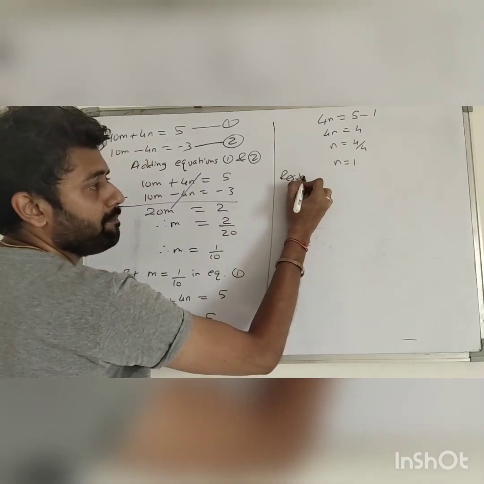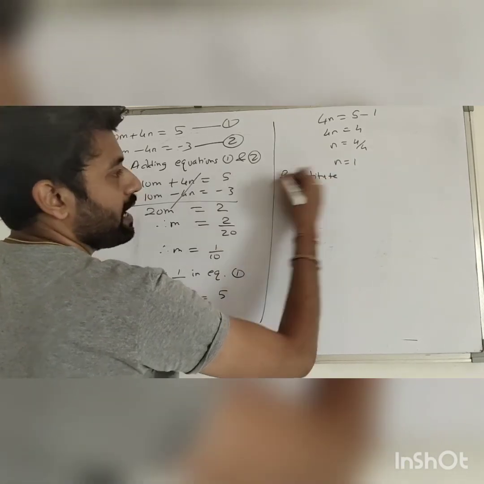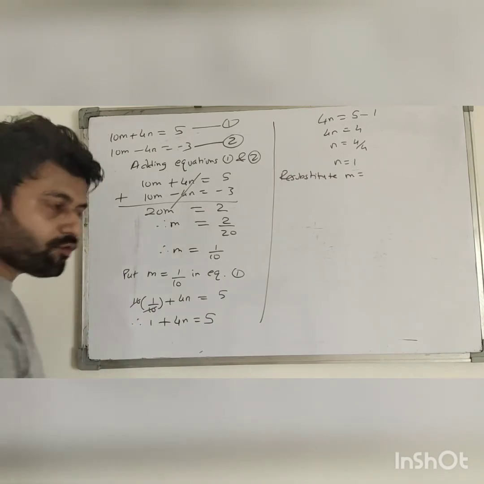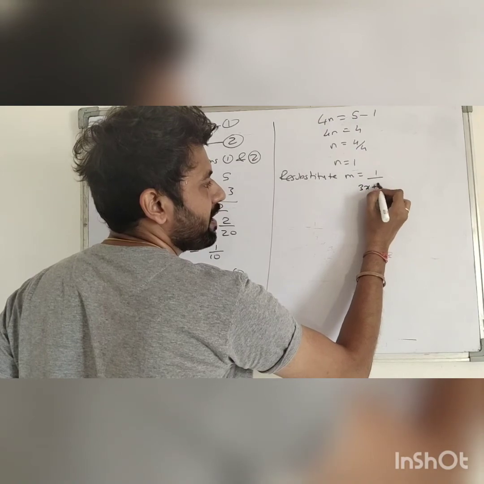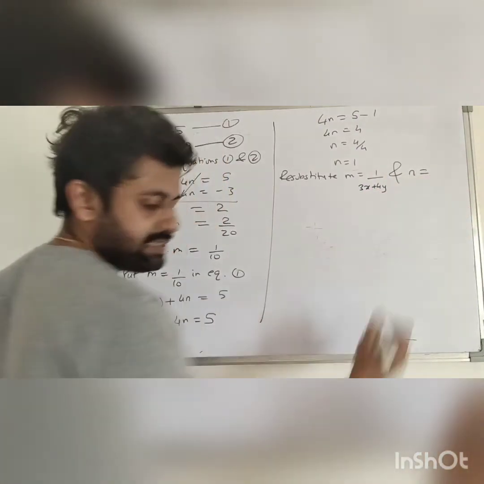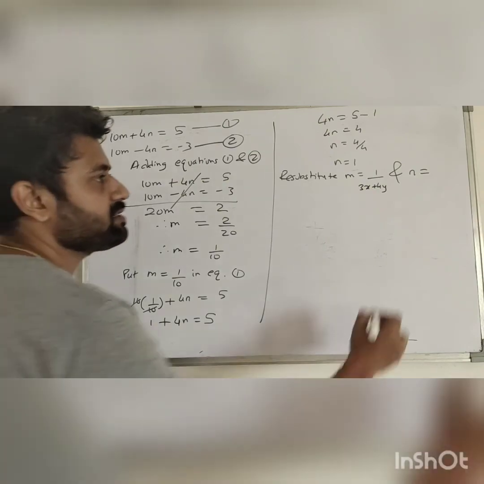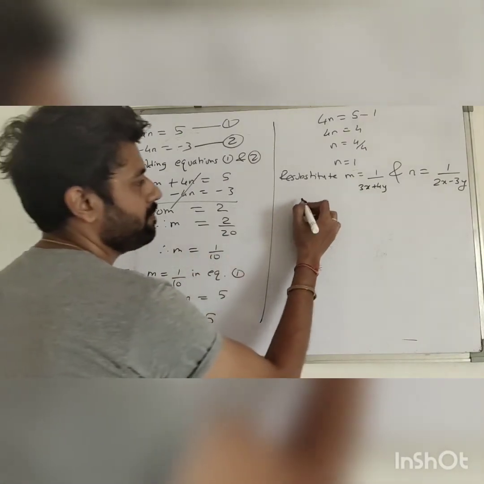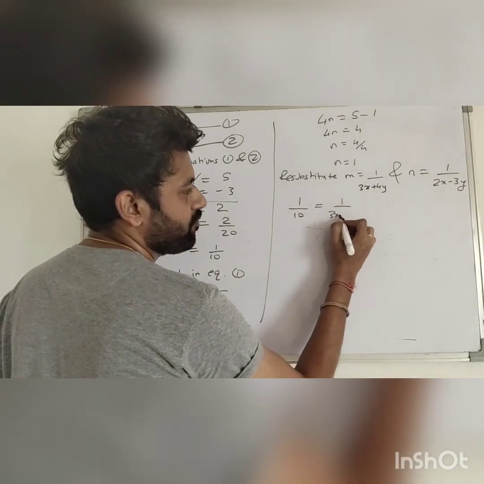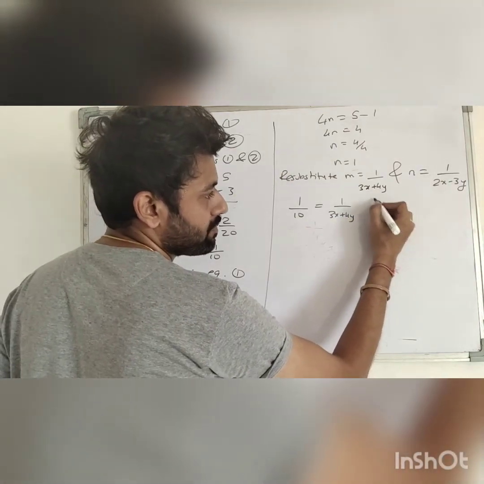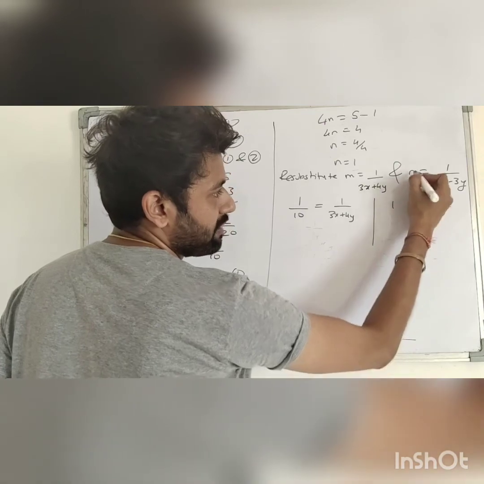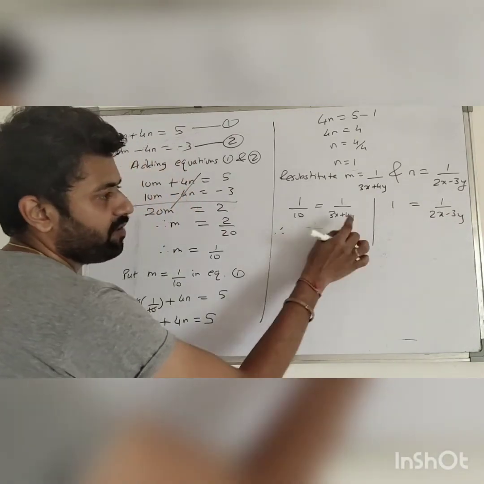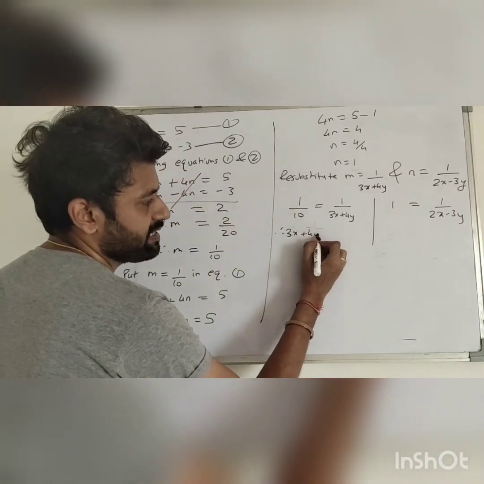After finding that, remember we have to always resubstitute. We had substituted m is equal to 1 upon 3x plus 4y and n is equal to 1 upon 2x minus 3y. The value of m is 1 upon 10, which is equal to 1 upon 3x plus 4y. And the value of n is 1, so 1 is equal to 1 upon 2x minus 3y. After transferring, we get 3x plus 4y is equal to 10.